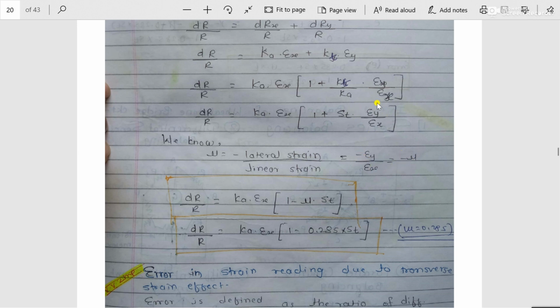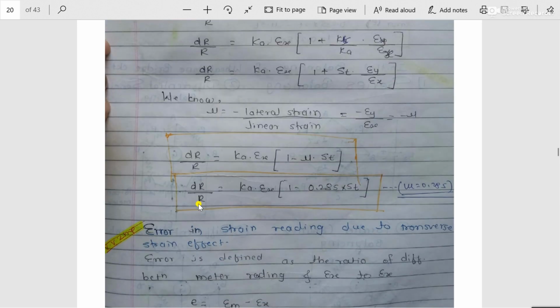Therefore, minus epsilon y upon epsilon x is equal to mu. Here, in the above equation, epsilon y upon epsilon x is present in the negative manner, so I have to put the mu value in the negative manner, and I get the next equation, that is delta r upon r is equal to Ka into epsilon x in bracket 1 minus mu into St.